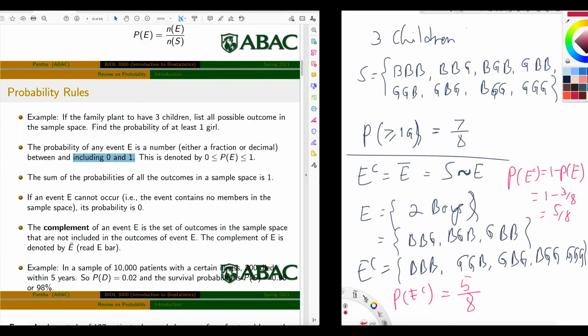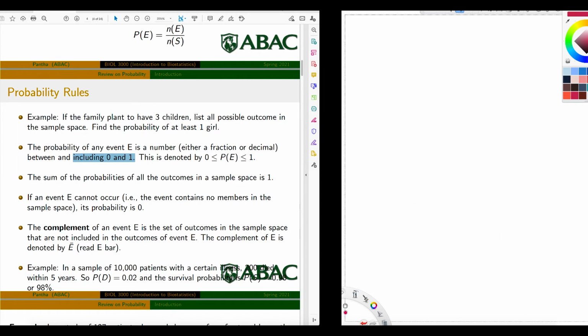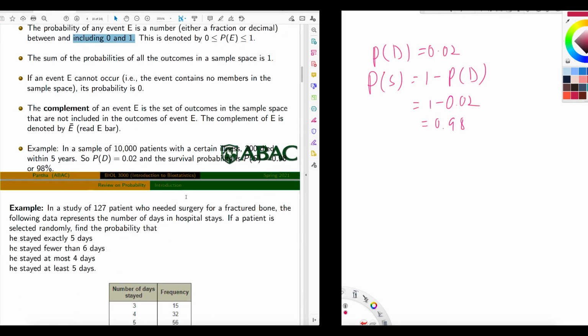Okay, guys. So let us see this example in this slide. It says in a sample of 10,000 patients with a certain illness, 200 died within 5 years. So the probability of death is 0.02, and the survival probability is just the complement of death, right? So what is the probability of survival? It is 1 minus the probability of death. So that will be 1 minus 0.02, which is 0.98. So this is how we find the probability of the complement of an event.